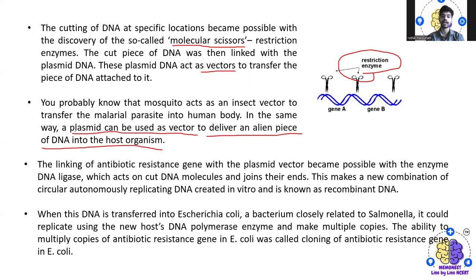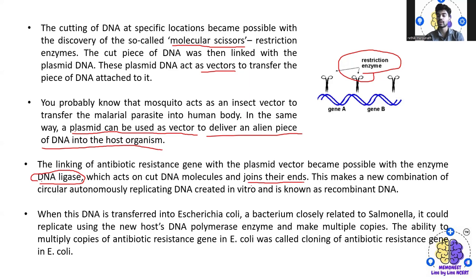The linking of the antibiotic resistance gene with the plasmid vector becomes possible with an enzyme called DNA ligase, which acts on cut parts of DNA molecules and joins their ends. It acts as glue, actually. That we need to know.